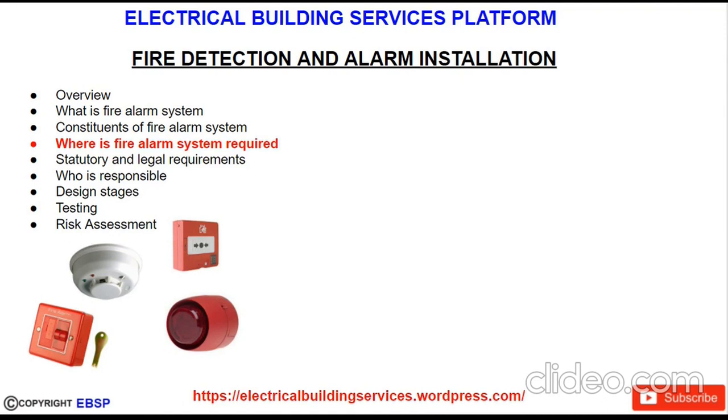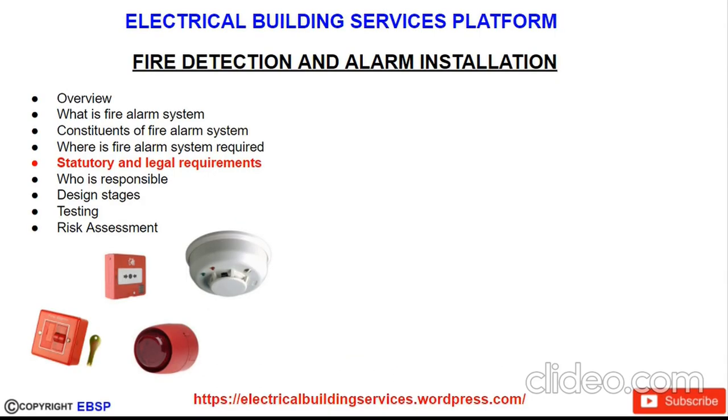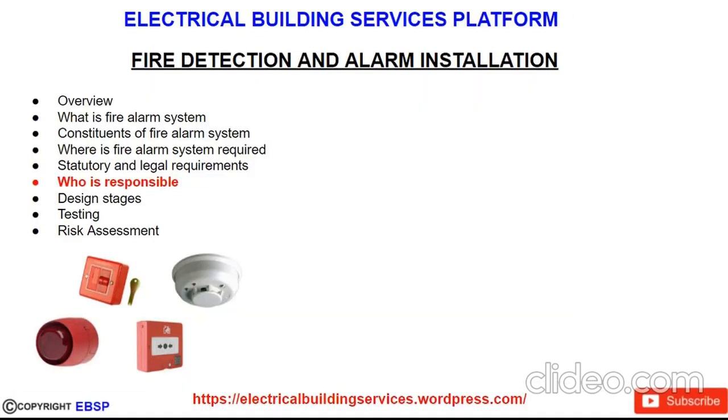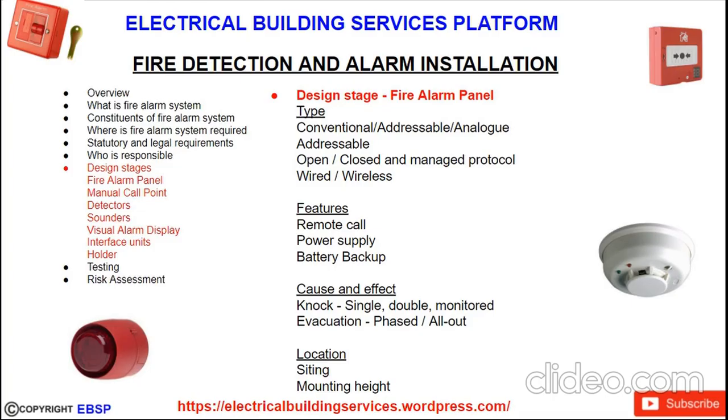For the smoke detectors, we have a couple of them. We have the ionization smoke detection, the optical smoke detection, the carbon monoxide detection, the beam detection, the aspirating system, the laser point detection, and the multi-sensors. So those are the types of smoke detection that we have.